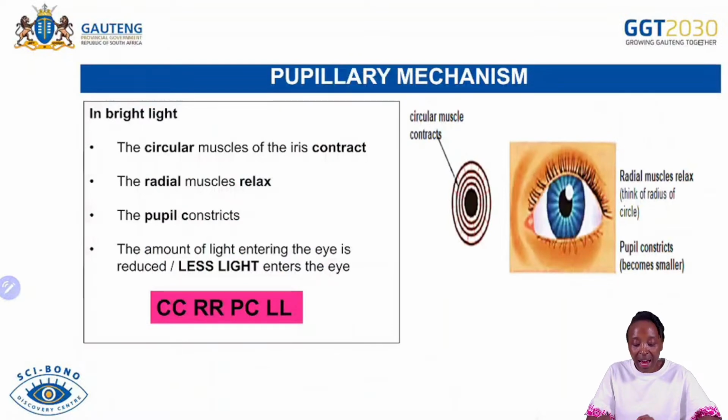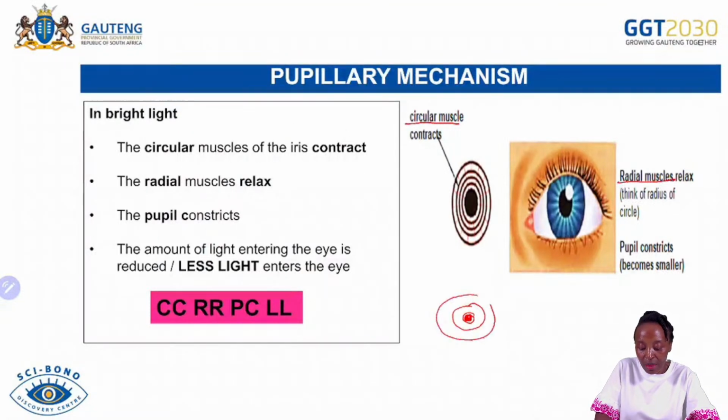Again here, we said the iris controls the amount of light that enters the eye, and because of the what? Of the muscles that are found where? In the iris. So in the iris, there's circular muscles and there's radial muscles. So here the problem is, what we've picked up is that it's the confusion between the two. Remember, when we talk about accommodation, we are looking at the ciliary muscles. When we talk about pupillary mechanism, we are looking at the circular muscles, because the pupil is there at the center, and then they form a circle around the pupil.